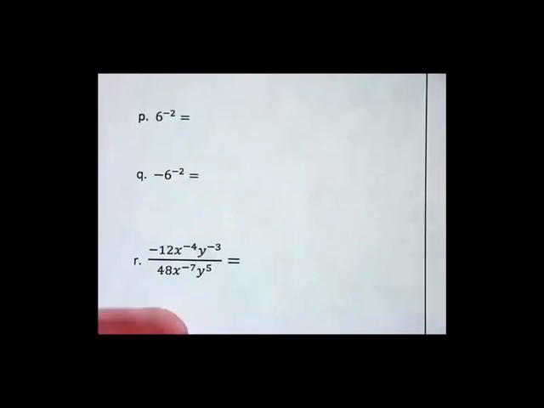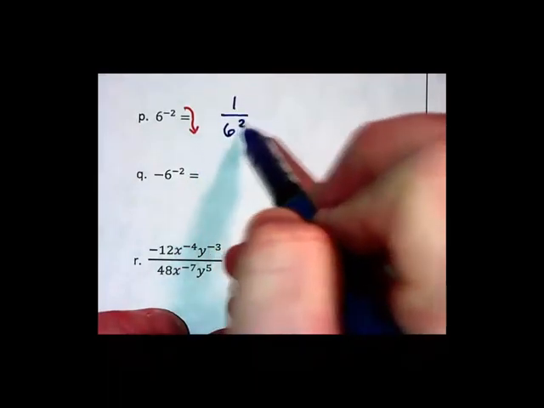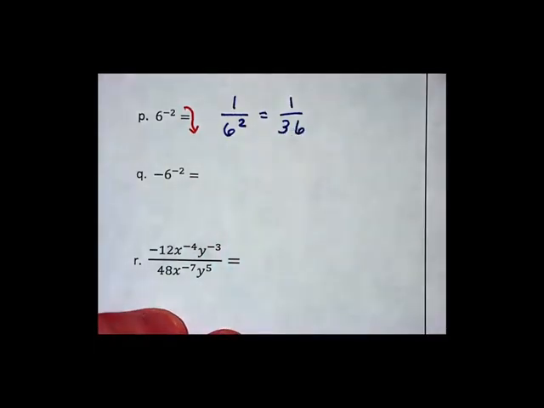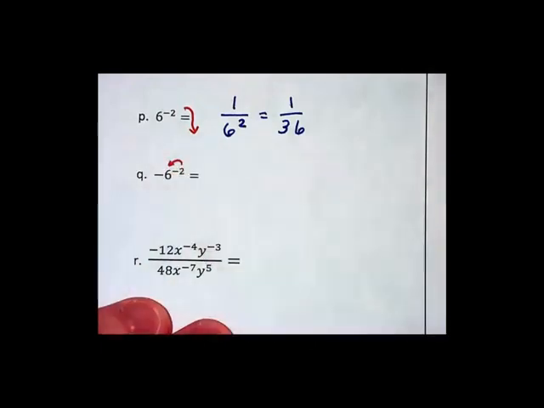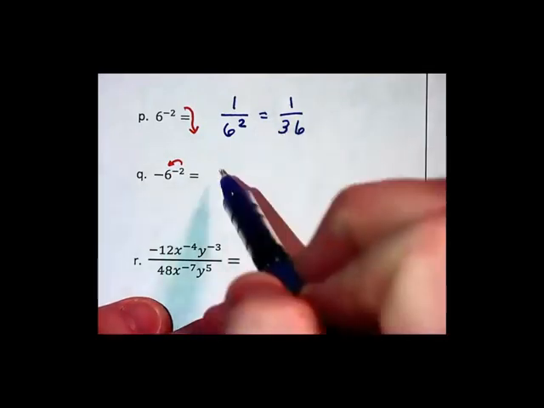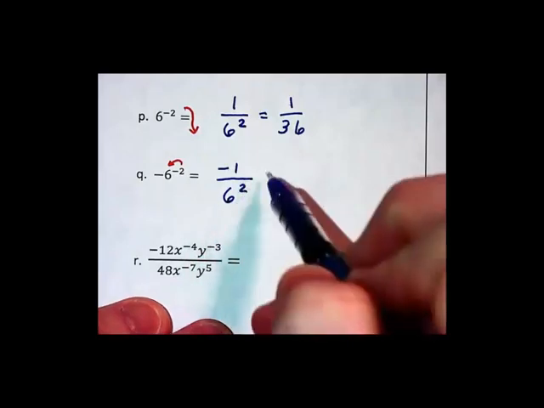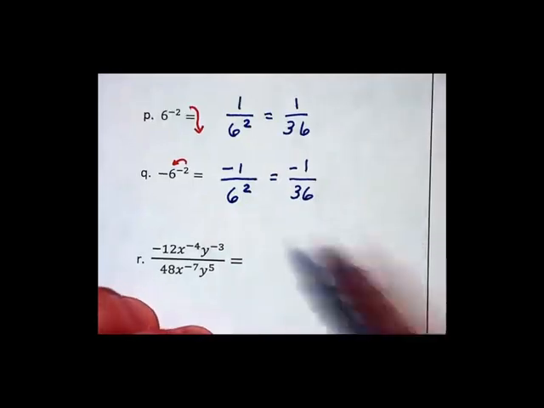Okay, these next two problems go together, and I really want to make sure you understand how they worked. Negative exponents say bring me down to the denominator, so to speak. And so in problem P, this becomes 1/6 squared, which is equal to 1/36. However, in problem Q, this exponent only goes with the 6, not with the negative. So what happens is the negative stays up in the numerator and the 6 squared goes down below, giving you -1/36.